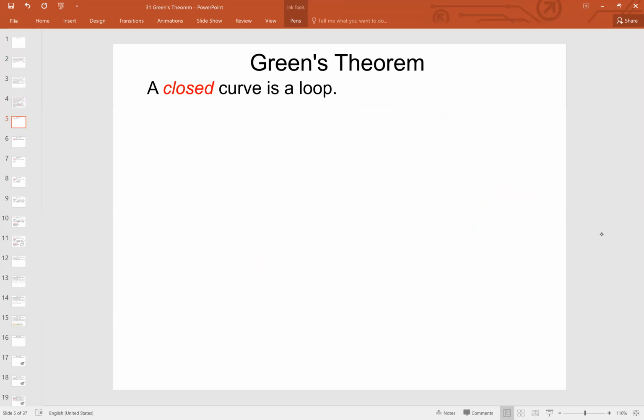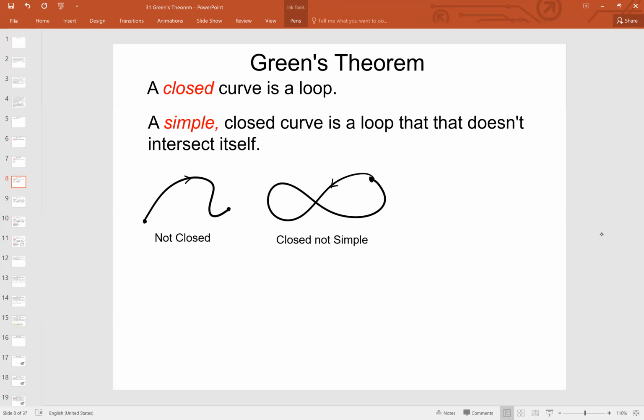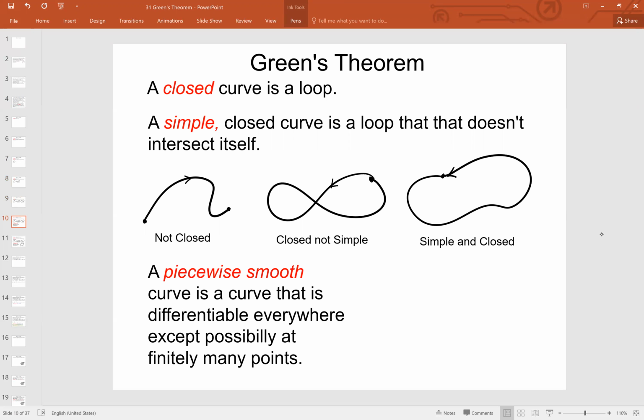Let's be more specific. What I mean by a closed curve is a loop. Here's a curve that is not closed: the beginning and the end points are not the same. And here is one that is closed, the beginning and the end are at the same location, but it intersects itself, so this is not simple. Closed and simple curves look like this, basically like a circle.